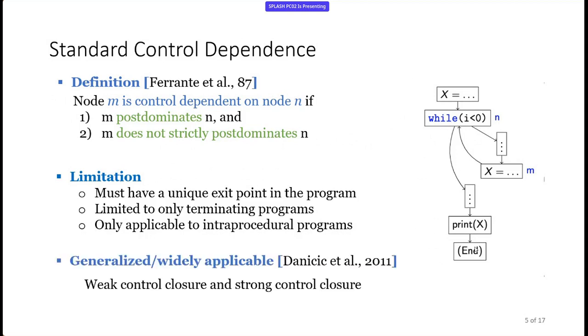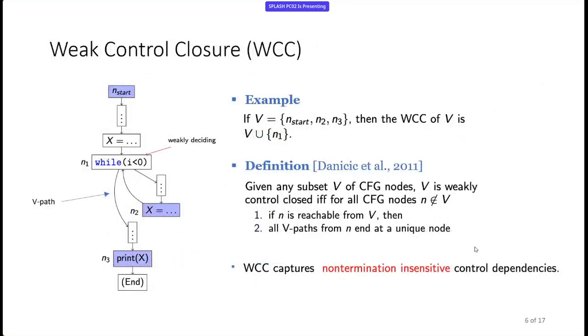And to overcome these limitations, Danicic and his colleagues in 2011 introduced the concept of weak and strong control closures. They capture certain forms of control dependencies, specifically non-termination insensitive and non-termination sensitive control dependencies. So, what is weak control closure? Let me give you an example before I go into the definition.